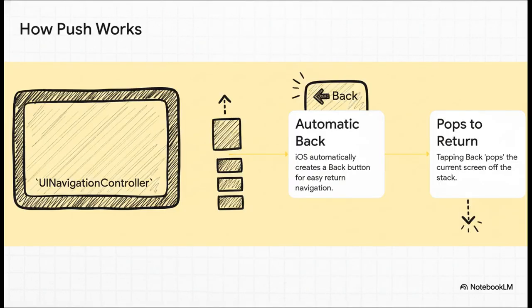And here's how it works under the hood. First, you need this special container, a UINavigationController, to manage that stack for you. When you move forward, the new screen gets pushed right on top. And here is the best part for the user. iOS automatically creates a back button for you. When you tap it, the current screen gets popped off the stack and it reveals the one that was right underneath. It's so clean, totally predictable, and it's all managed for you.